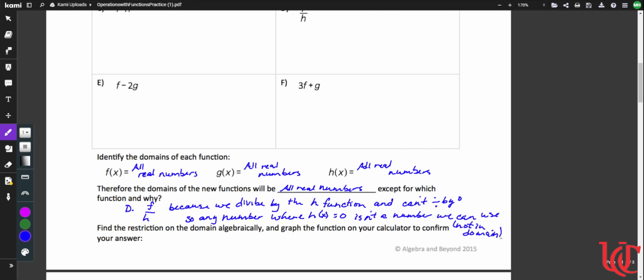Basically we're saying, since we can't divide by 0, any number that causes H of x to equal 0 isn't a number we can use, so it's a number that's not in our domain. What we would do is find the restrictions on the domain algebraically. If we have graphing calculators, we can graph it and look at the charts, but we're going to do this algebraically, ignoring the graphing part.